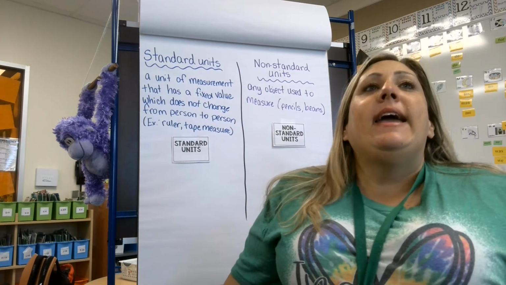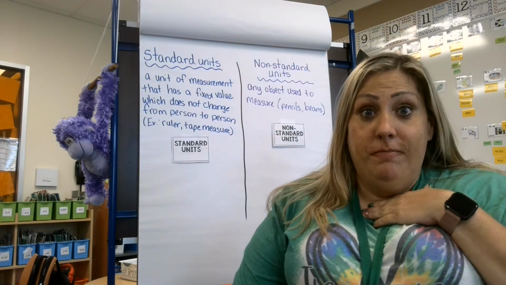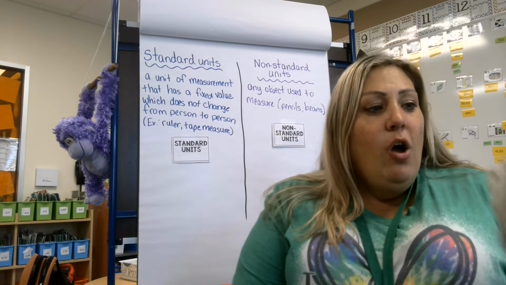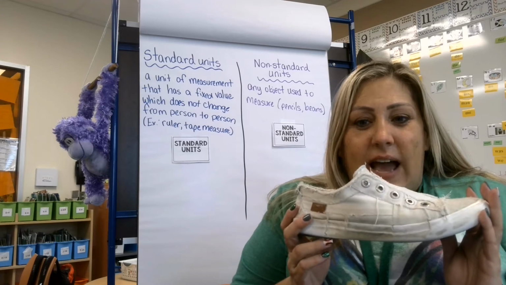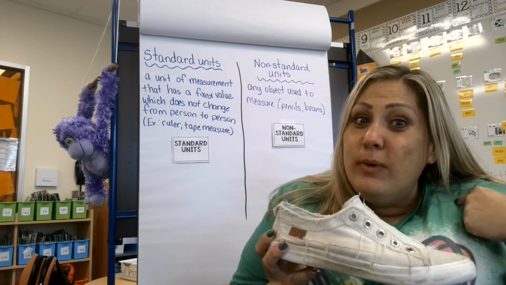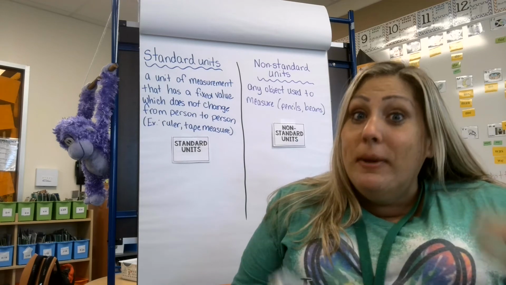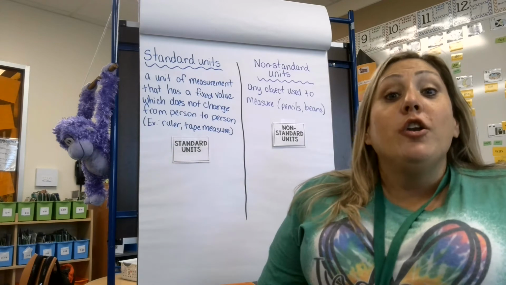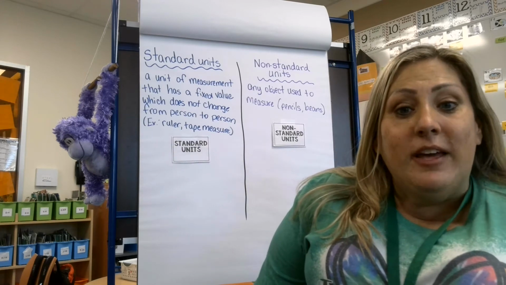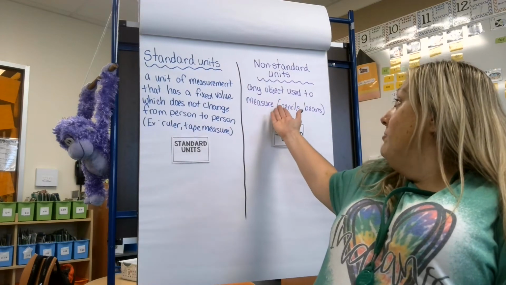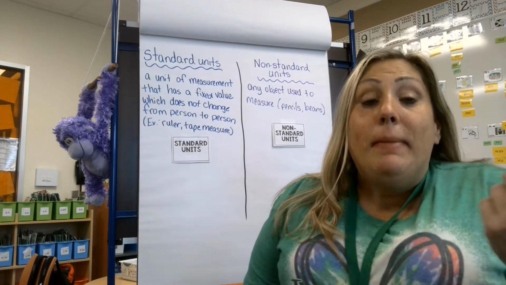But let's say I took my shoe off and you took your shoe off. Would our shoes be the same size? No, my shoe is probably a little bit bigger than your shoe. That is where non-standard units come in. Non-standard units are any other object used to measure.